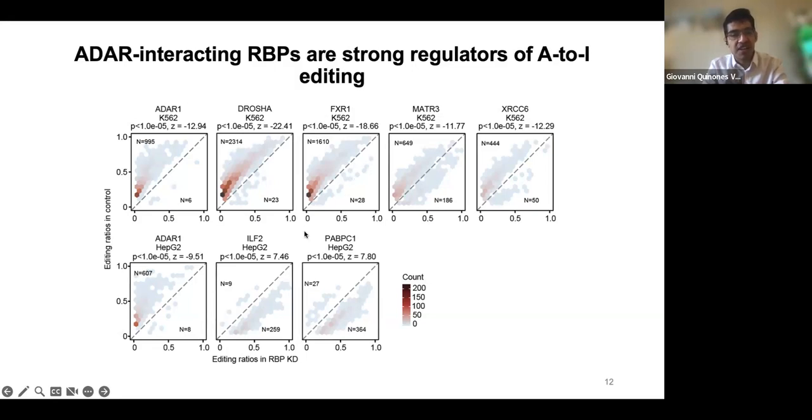Similarly, we also find ADAR interacting RBPs that have the opposite direction. So this downregulating bias, where the RNA editing is higher in the knockdown. And here we have other RBPs such as ILF2, PAB, PC1.